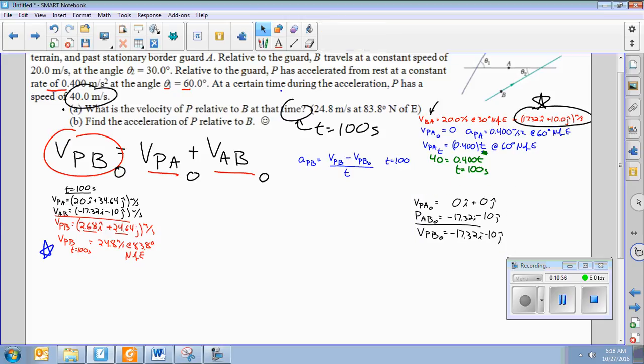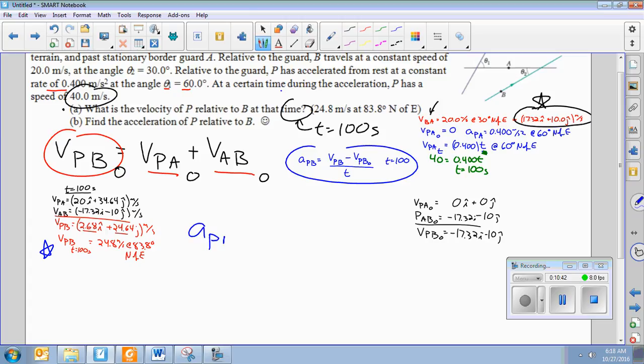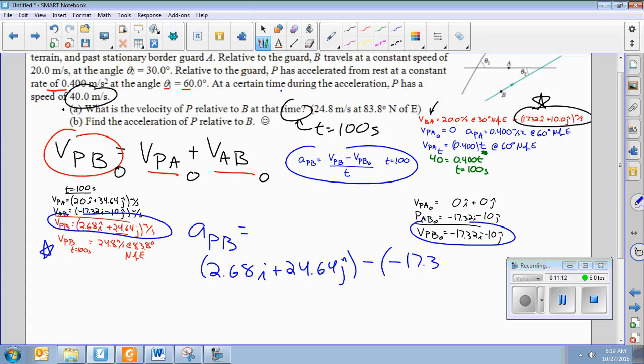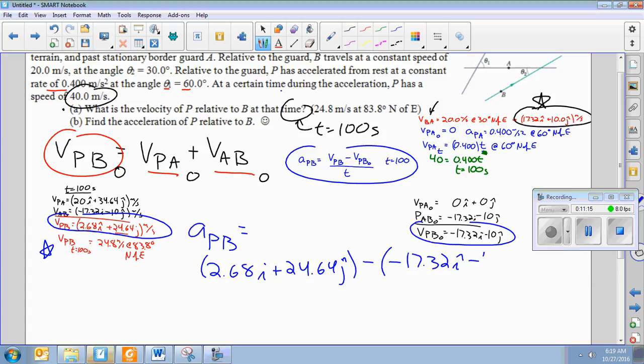All right, so now we just got to plug our numbers into the equation, right? So here we go. Let's see. So the acceleration of P with respect to B should be my starting velocity, which was this guy. So I'm going to move down a line. It's 2.68I plus 24.64J. This is all in meters per second, minus my initial, which is this guy, negative 17.32I minus 10J. And the whole thing is over, what, 100 seconds, right?